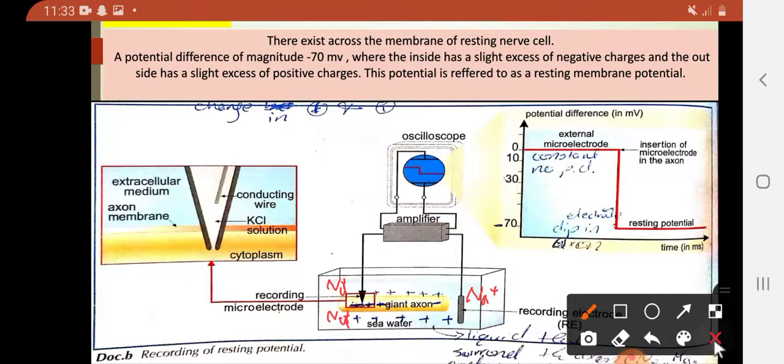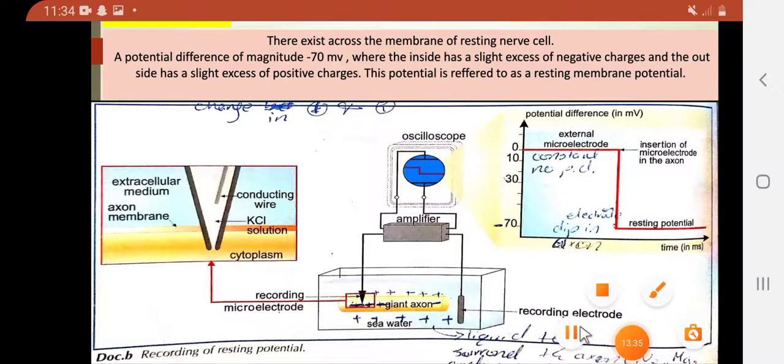And this was everything about the resting potential. It's minus 70 millivolt. Okay? K plus is higher inside, Na plus is higher outside, minus 70 millivolt inside with respect to the outside. Okay? Thank you for watching.